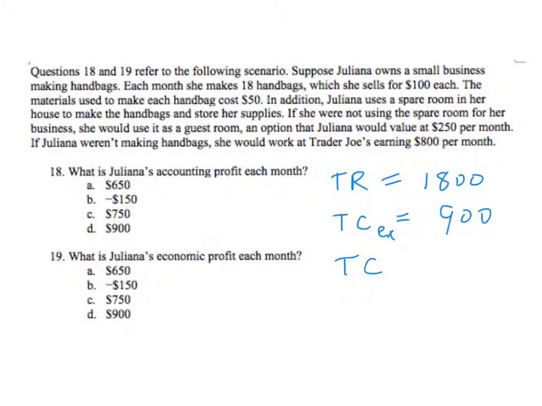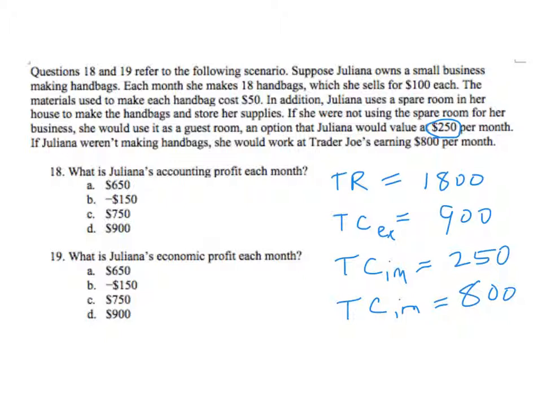The implicit costs are, let's see, this. She's using the spare room for her office, so she doesn't have it as a guest room, and we know that she'd be willing to pay $250 more rent if she could get a place that had room for a guest room as well as her office. So losing that guest room is an implicit cost of $250 a month. These are all monthly. And then she would have been working at Trader Joe's, and she could have made $800. So she's got implicit costs of $1,050, right? 800 plus 250, 1,050.